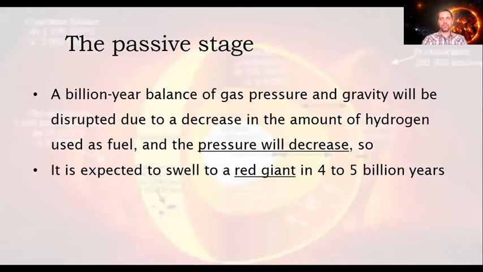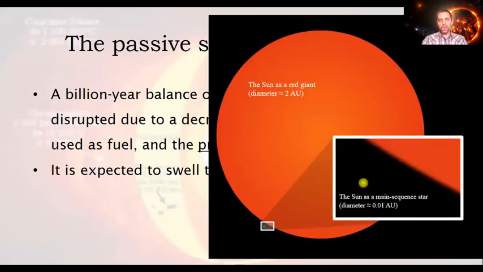The passive stage. The balance of gas pressure and gravity in the active stage will be disturbed because the sun will run out of fuel and the pressure will decrease. So it is expected to swell to a red giant in 4 to 5 million years. As a red giant, the sun will grow so large that it will engulf Mercury, Venus, and probably Earth as well. So it will bring about the destruction of life on Earth.